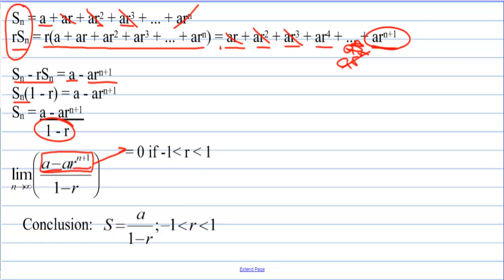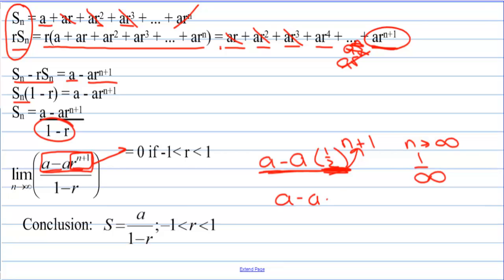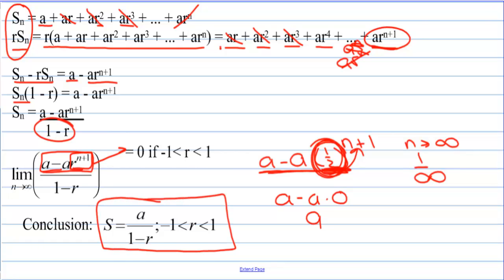Now, just the r to the n plus 1 will go to 0 if r is between negative 1 and 1. So let's look at what if r was 1/2 to the n plus 1, and n is shooting off to infinity. So this piece goes to infinity plus 1, which is infinity. Imagine if this piece was 1 over infinity. That's actually 0. So this would just become a minus a times 0, which is a. But this has to be a fraction less than 1. And what you end up with is the sum of a geometric series is a over 1 minus r, as long as r is in between negative 1 and 1.